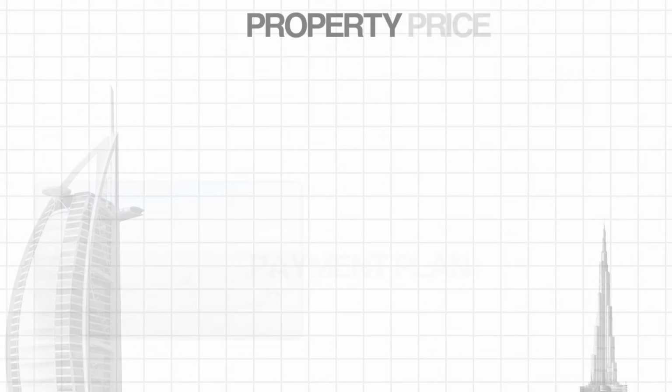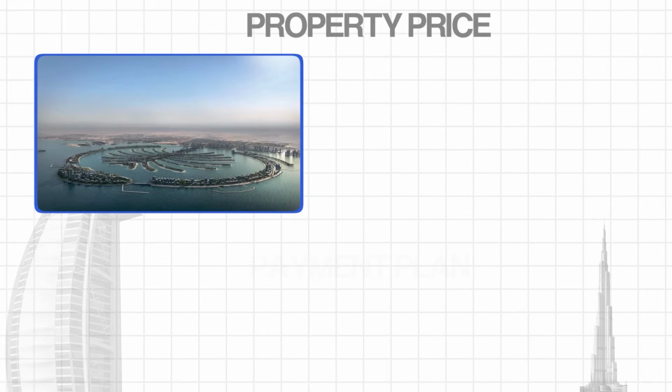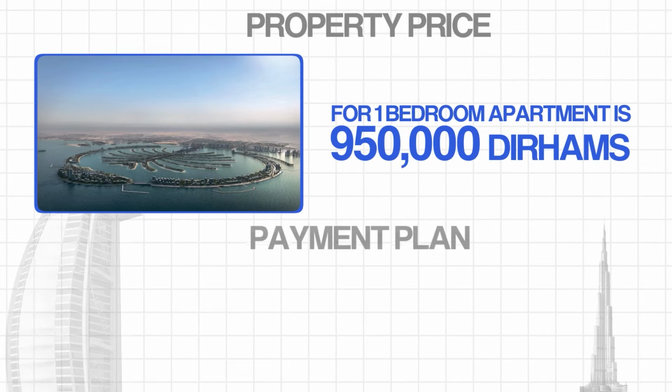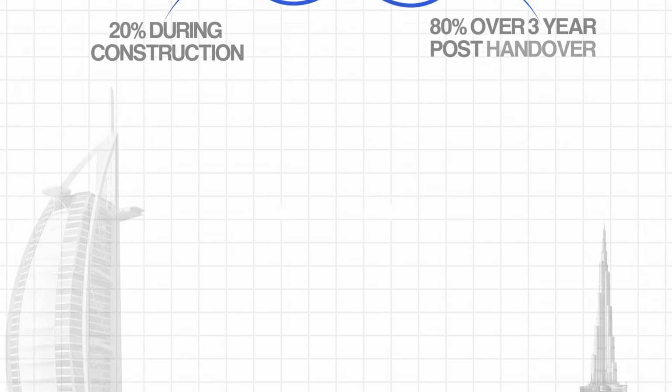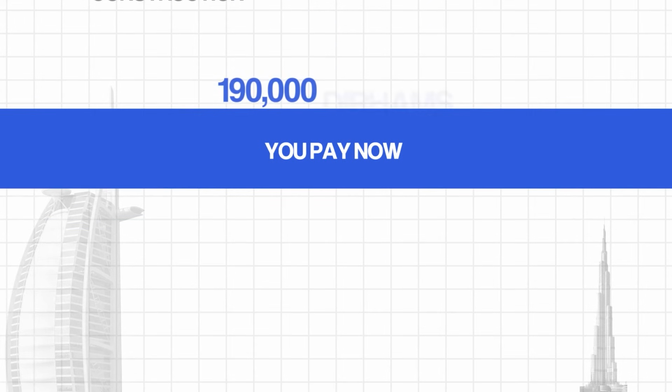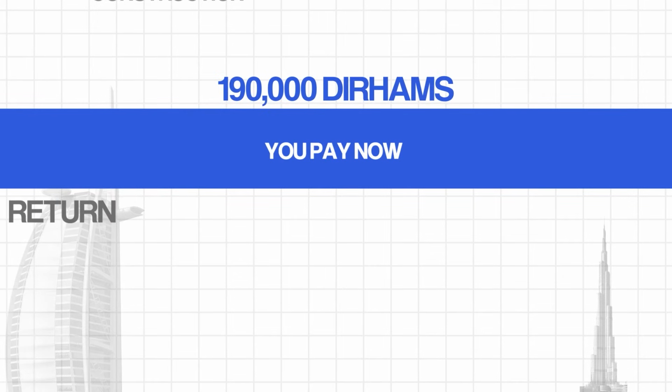Off-plan properties work very differently, and the math can work in your favor if you choose wisely. Now let's take two example scenarios from real Dubai off-plan projects. A project in the Jebel Ali area, property price for a one bedroom is about 950,000 dirhams. Payment plan is 20% during construction and 80% over 3 years post-handover. You pay now 190,000 dirhams. Your expected return after handover is about 72,000 dirhams per year.